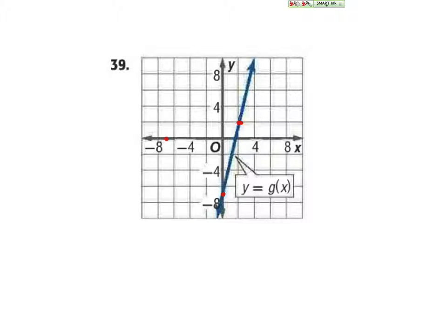How many points do I need to be able to draw a line? 2. I've got 2 points. We're ready to go. So I do my best to draw a straight line. And there's the graph of that function's inverse. There's the graph of e to the -1 of x. Okay, let's do one that's a little bit more involved.